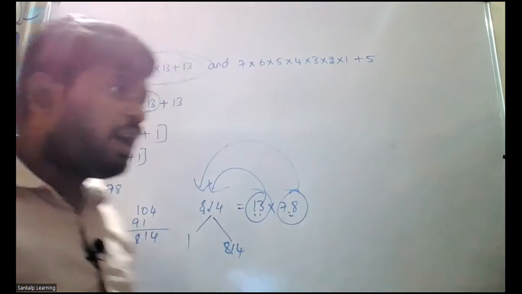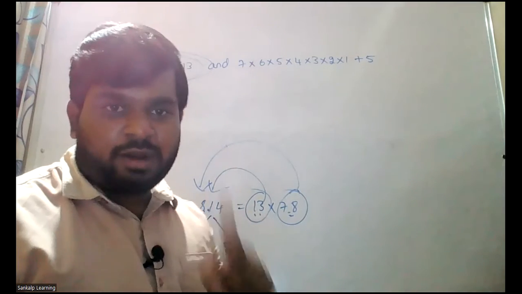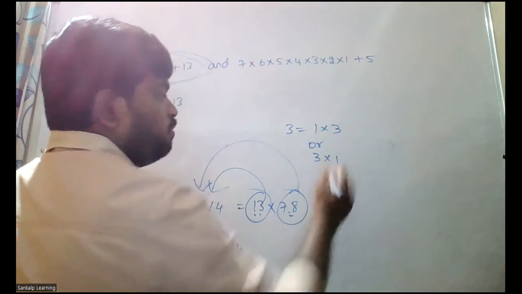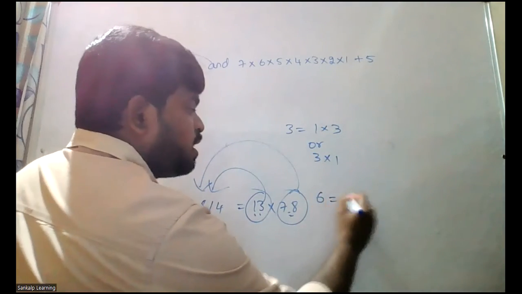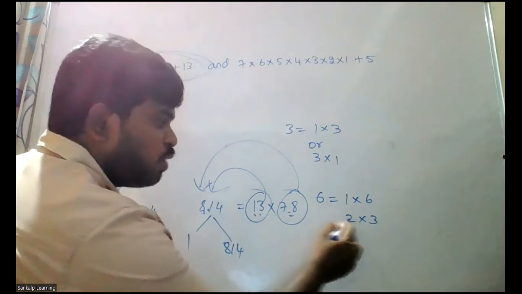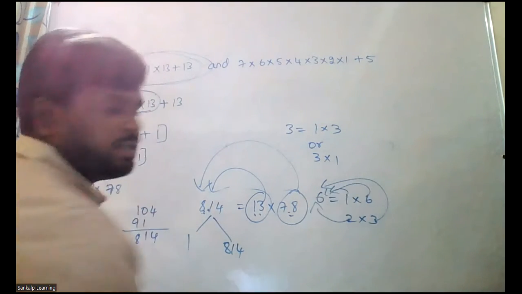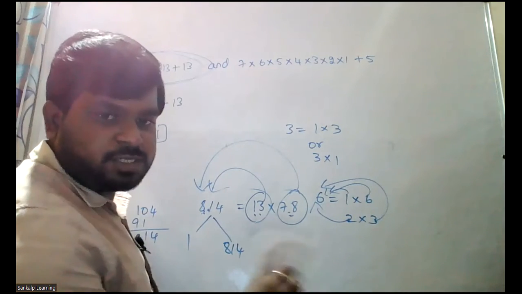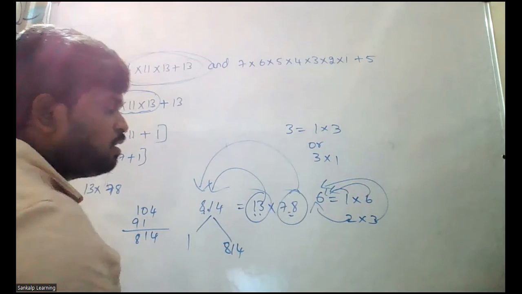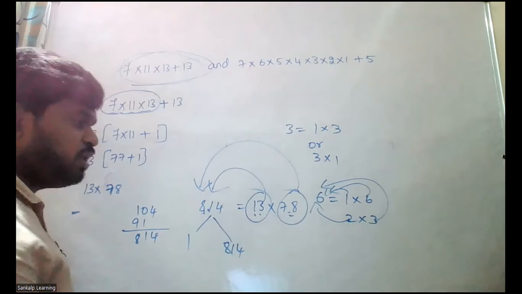Otherwise, if it is a prime number, there is only one way you can represent it. For example, 3 can be written as 1 into 3 or 3 into 1. There is no other way. But if you take 6, it can be written as 1 into 6, or it can also be written as 2 into 3, meaning 2 also divides 6, 3 also divides 6, 1 also divides 6, 6 also divides 6. If a number can be expressed in more than 2 ways, then it is actually composite.